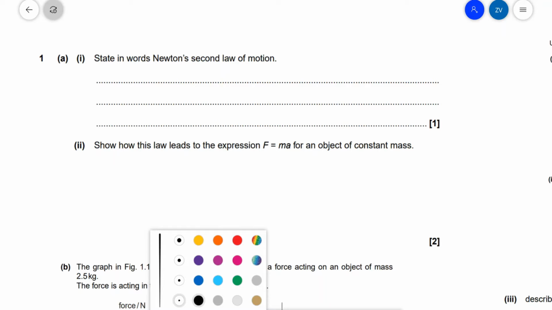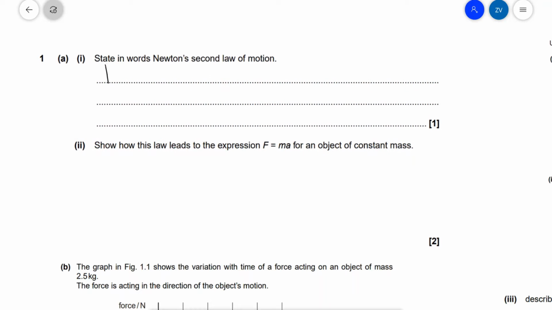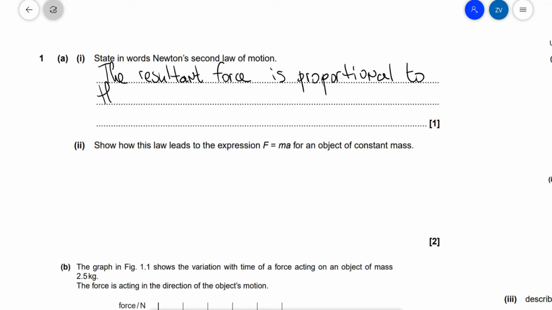Now, Newton's second law of motion is that the resultant force, let's just write this down, the resultant, we can also write net force, is proportional, so the resultant force acting on an object is proportional to the rate of change of momentum.